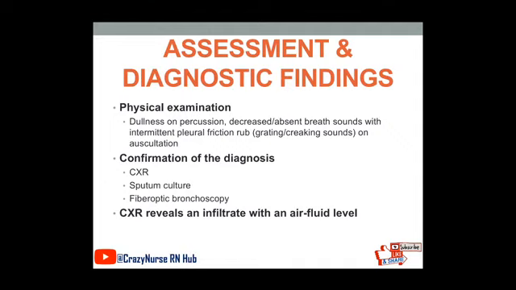Chest X-ray reveals an infiltrate with an air fluid level. And CT scan of the chest provides detailed images of the different cross-sectional areas of the lungs.